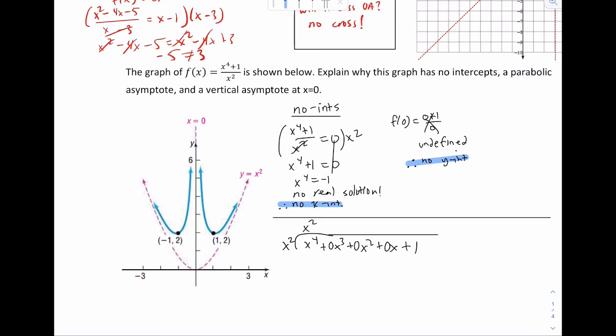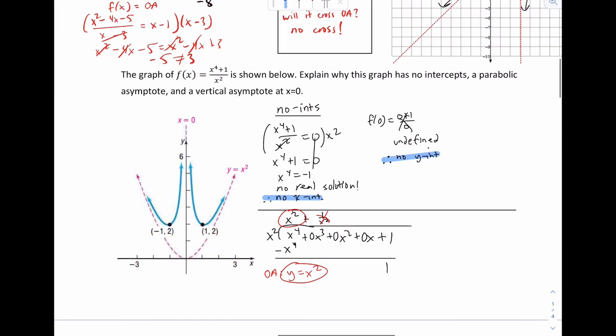That's x squared. That's going to be x to the fourth. Let's subtract. So now I just have 1, and that can no longer divide, so plus 1 over x squared. We get rid of the remainder, so right there. Our oblique asymptote is y equals x squared. We proved that through long division.